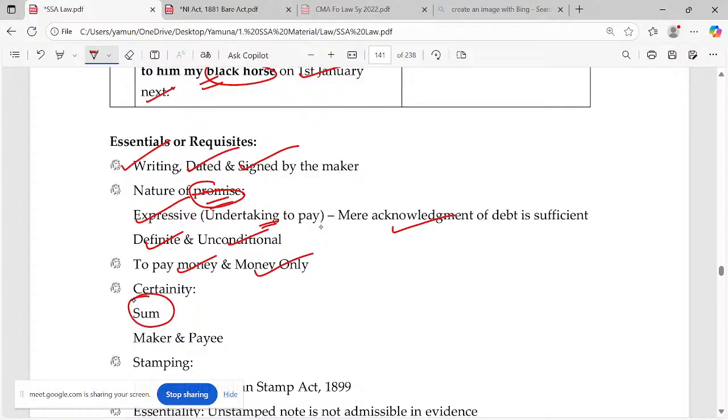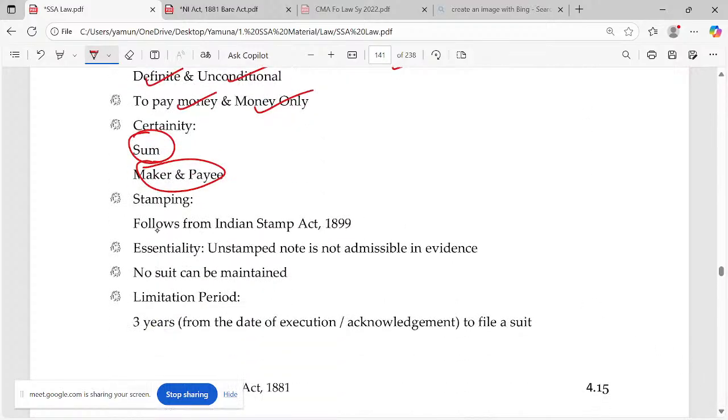Certainty should be there: how much has to be paid, who the maker is, and to whom he has to pay, the payee. Stamping should follow the Indian Stamp Act, how much he has to stamp. Essentially, in case he is not doing proper stamping, it is not admissible in evidence. If stamping is not there, it is not admissible, so you cannot maintain any suit. But if it is considered as evidence, because we have to refer to the Indian Evidence Act also, in case stamping is lacking, they will ask for extra stamping. That is for the court to decide. You don't have any rights.